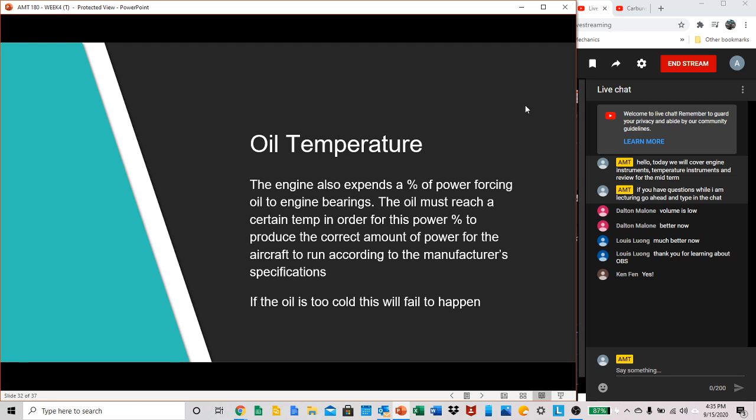The engine also expands at a percentage of power, forcing oil to engine bearings. The oil must reach a certain temperature in order for this power percentage to produce the correct amount of power for the aircraft to run according to the manufacturer's specifications. If the oil is too cold, this will fail to happen. Okay, so if our oil is too cold and too thick and too viscous, it's not going to be properly pushed to all of those engine bearings that really need that oil to be warmed up so that it can lubricate that engine so that it can run to the proper specifications. So it's not just that we don't want our oil to get too hot, we need our oil to be warmed up. It can't stay too cold either.